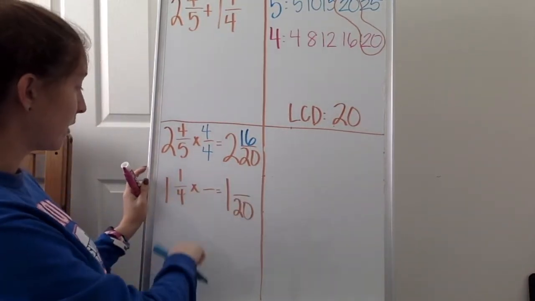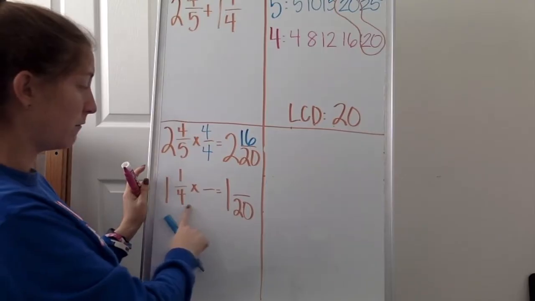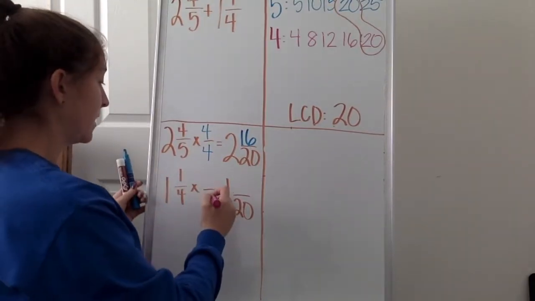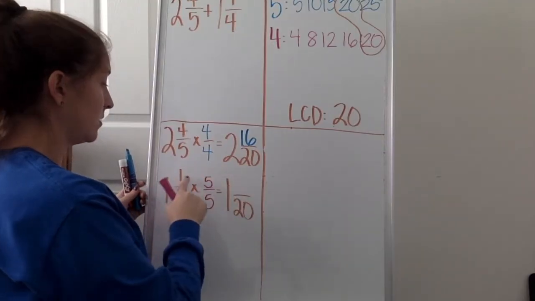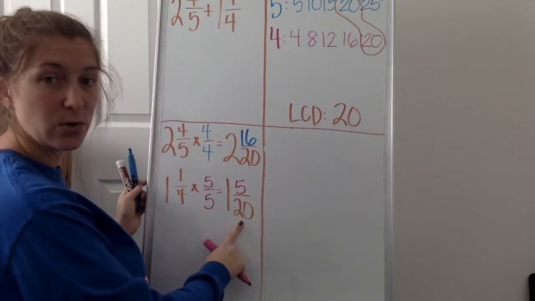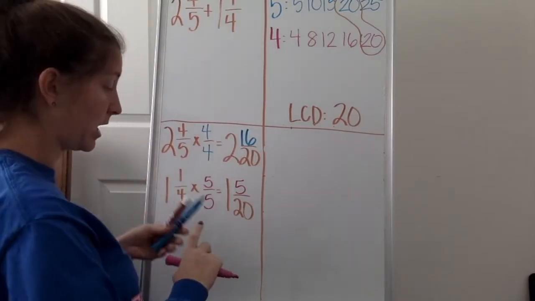For my second fraction, 1 1/4, 4 times something equals 20. Well, I know that that's 5. So I multiply by 5/5. 1 times 5 is 5. So 1 1/4 is equivalent to 1 5/20.